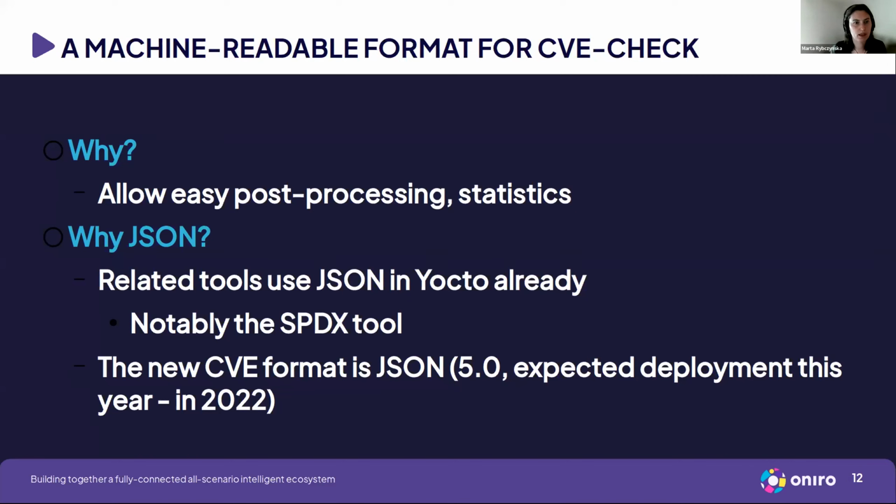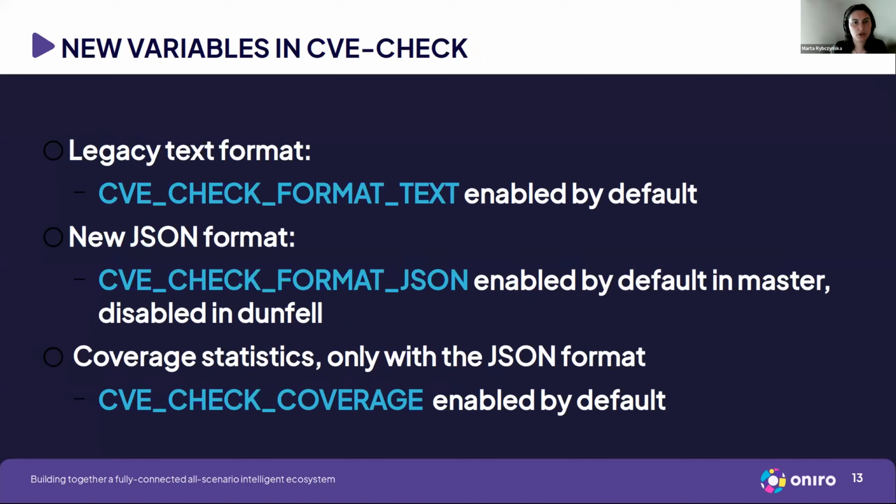So with the new format, you have 3 main variables that control the whole generation.